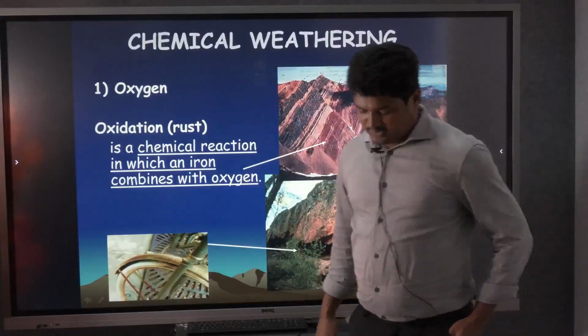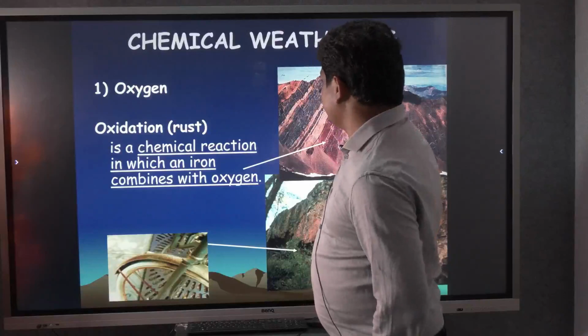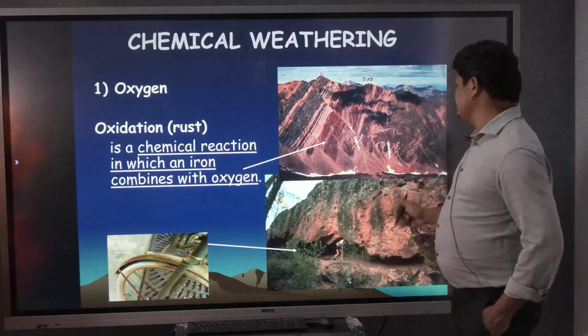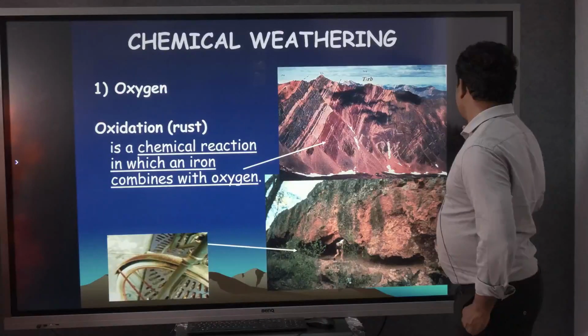So one of the properties of chemical weathering is the action of oxygen. Oxygen causes what is called oxidation, which you can see in rocky areas.